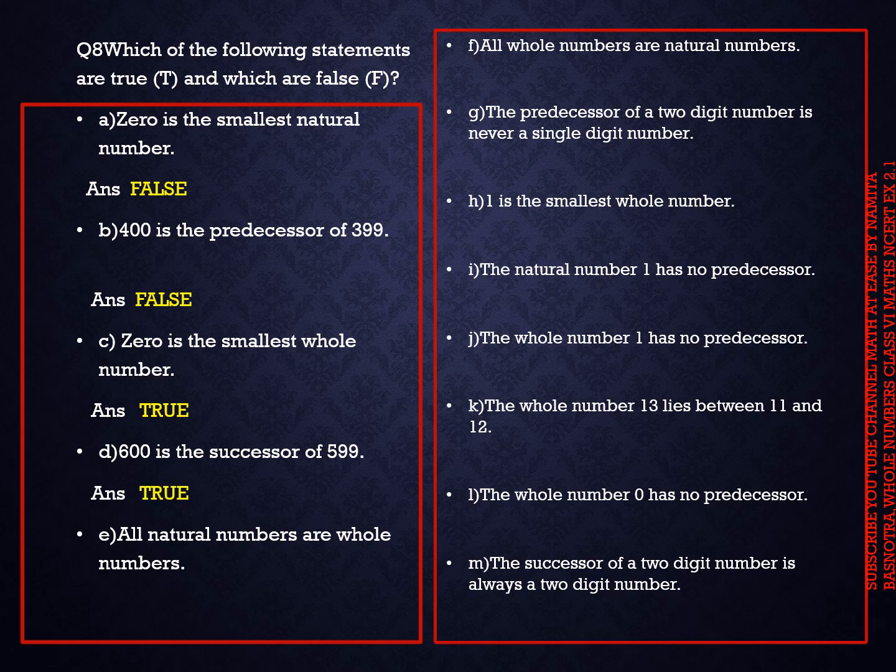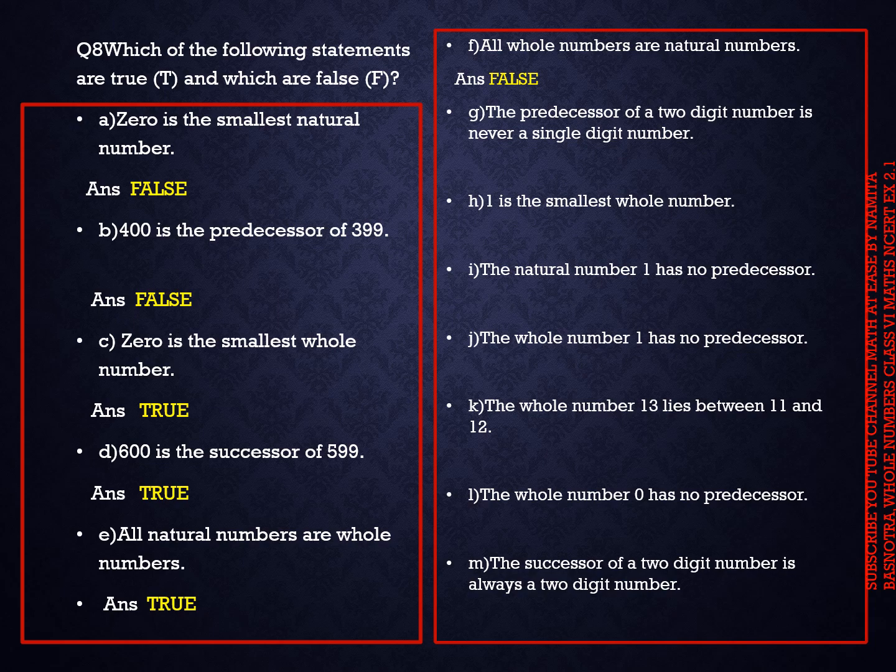Let's do the E part. It says all natural numbers are whole numbers. Absolutely, this is true. Let's read the next statement. F part: all whole numbers are natural numbers. Are they? So this is false, because there is one whole number which is not a natural number. Can you tell me which one that is? Yes, you're right. It is 0.